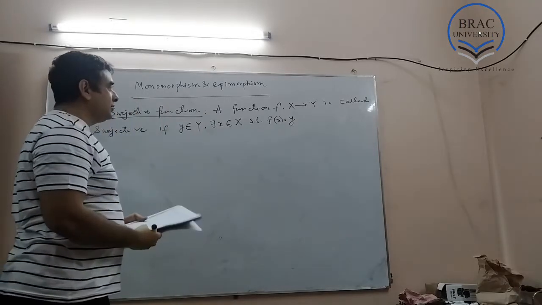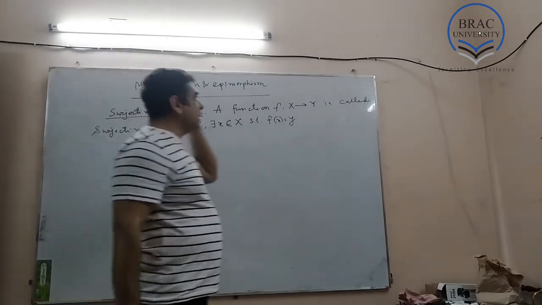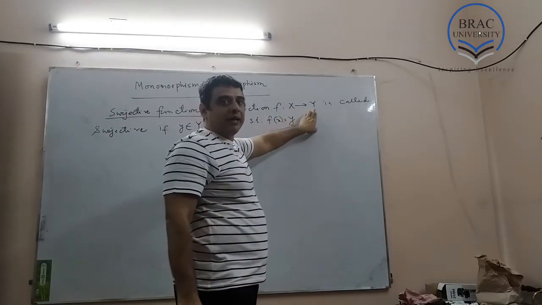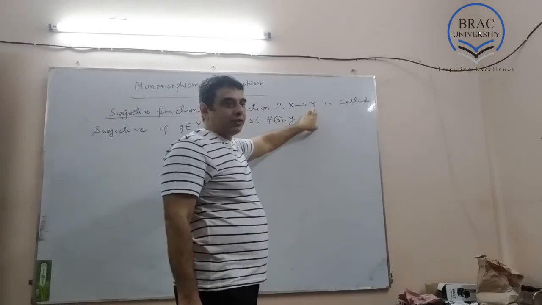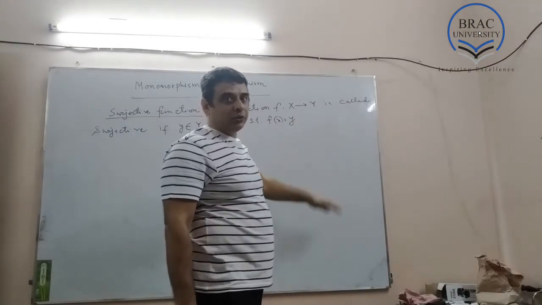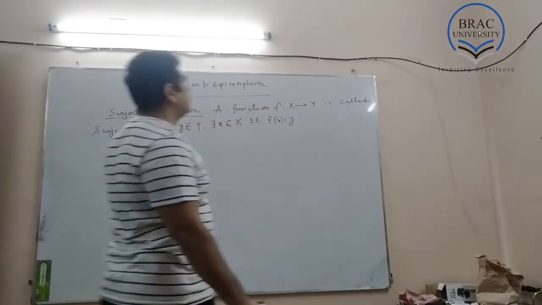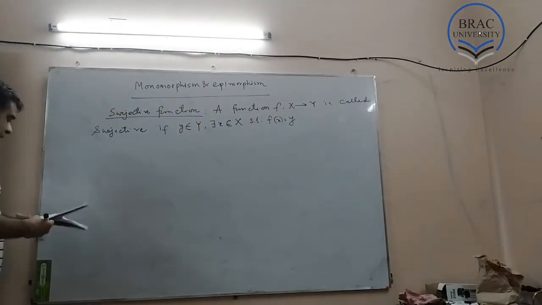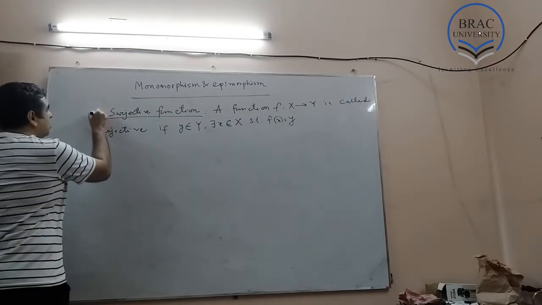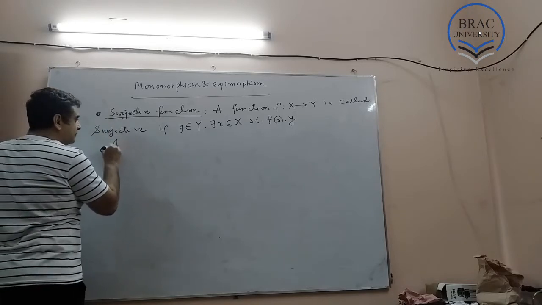Okay, it tells you that every element in this codomain has a pre-image, so that the codomain and the range of the function coincide with each other. Okay. This was the definition of a surjective function. Now, what is the definition of an injective function?